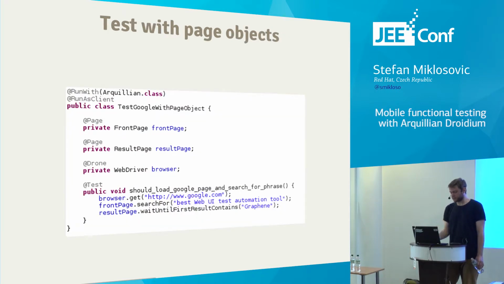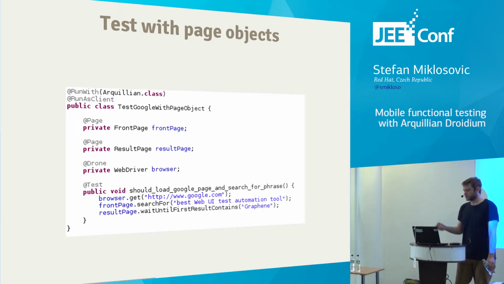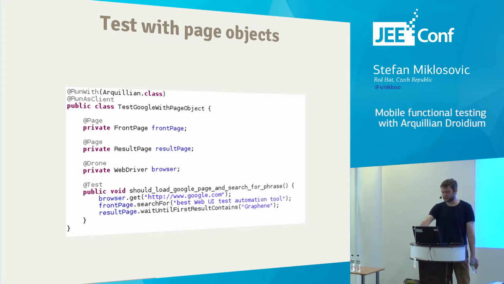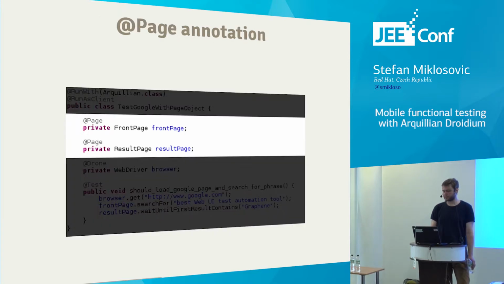After the refactoring, your test looks like this. You are injecting two pages there: a front page and a result page. On the front page, you are searching for some string, and on the result page, you are waiting for this kind of result to be present. So when it comes to modifying your test, you are not modifying this one, but you are modifying the underlying front pages. This makes your test more modular, stable, robust.